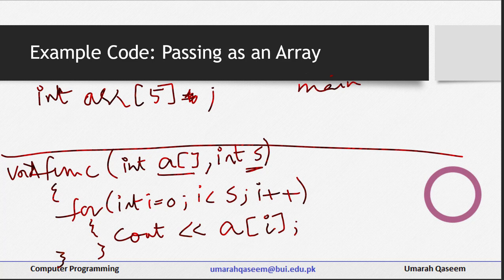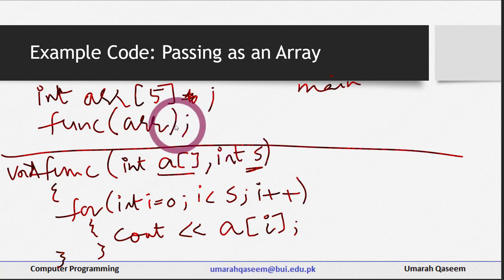So how will we call this function? If you want to call this function, we will write func, and then if I want to pass the array to it, I'll write the name of the array and the size. So this is how I will do it, and it's very simple. There's nothing complicated in it. Now let's see the second example.